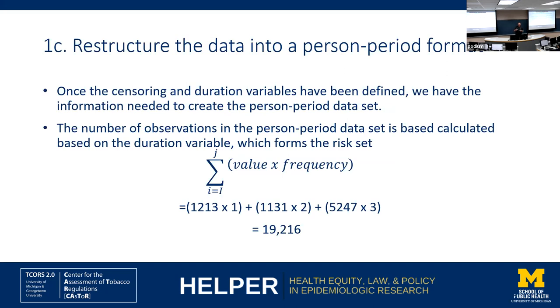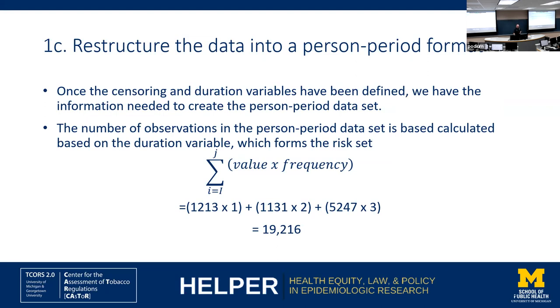Right, so if you look at this, and we're gonna restructure the data set, and again, this is really the conceptually hard part of this analysis, and I don't even think it's that hard, but I'm gonna show you why this is important. So once we have these variables defined, we have the information we need to create the person period data set. The number of observations in the person period data set is calculated based on that duration variable, the quote risk period variable, which forms the risk set.